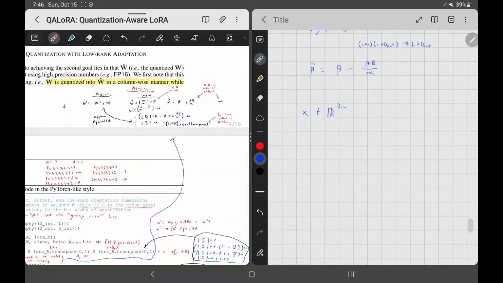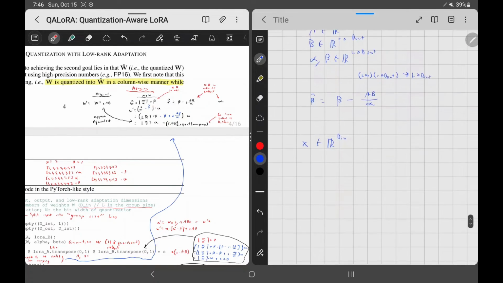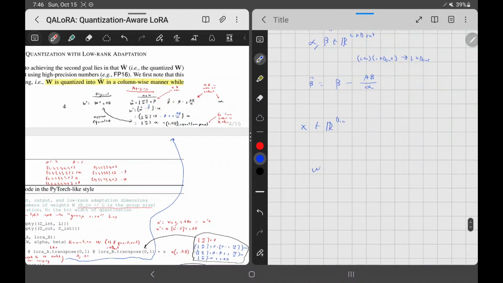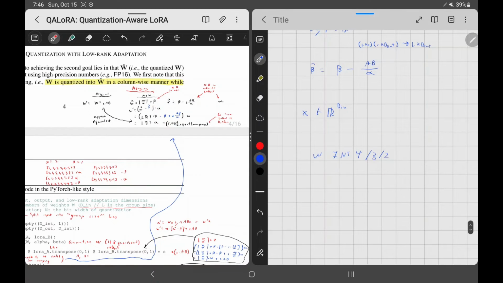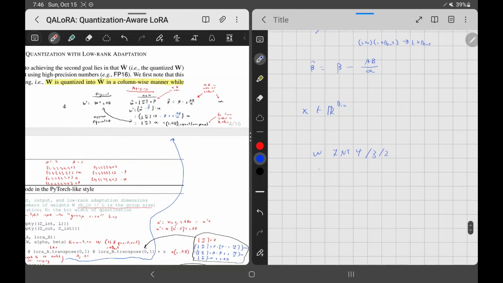So you store your weights W as int 8s, int 4s, or whatever you want to store it as. Maybe int 3, maybe int 2. They do all three of these. You store your alphas and your betas, your beta hats, as floating point 16. So this is your model. Your model is now your W hats, your quantized W's, and your alphas and your merged betas, telling you how to unquantize W hat into W tilde.